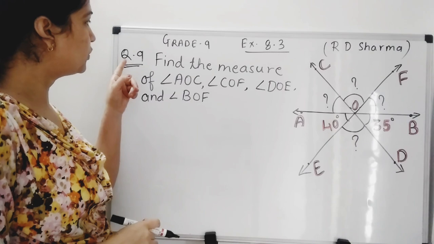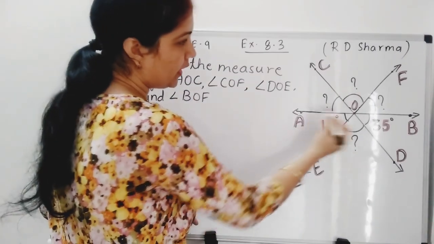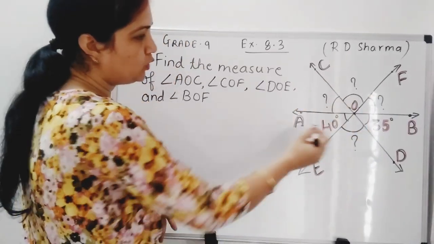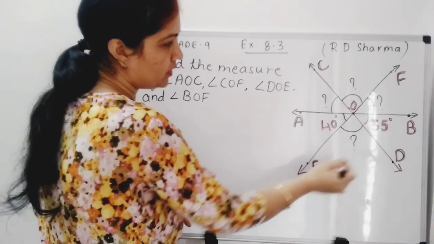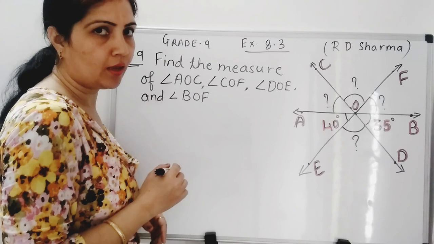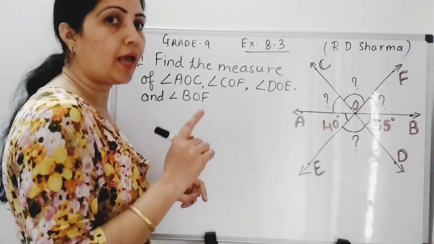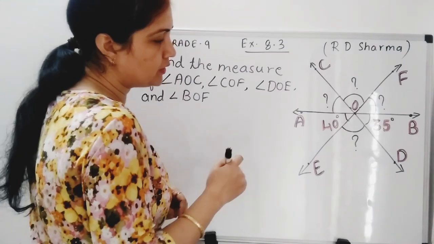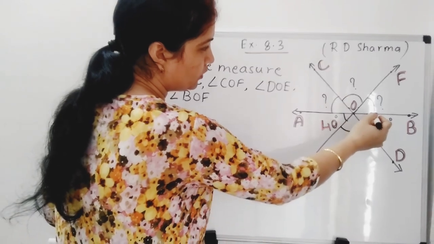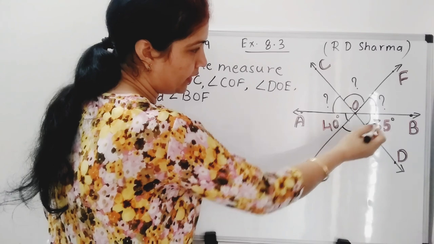Going to see the next question, question number 9 from exercise 8.3. Here three lines AB, CD and EF are intersecting at one point O, and the measures of two angles, AOE and BOD, are given. We need to find the other angles' measures. Here also we will use the same two properties, linear pair and vertically opposite angle. First, if I have to find the value of this, I can use a linear pair because AB is a straight line and two angles' values are given. So the third I can find out.